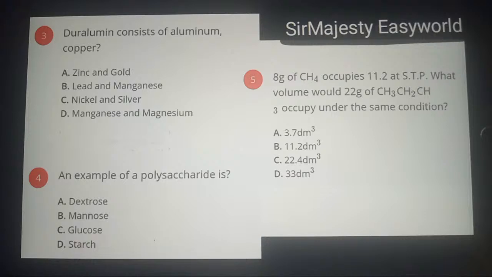These have to do with calculation. 8 grams of methane occupies 11.2 at STP. What volume would 22 grams of CH3CH2CH3 occupy? There is 3 here.